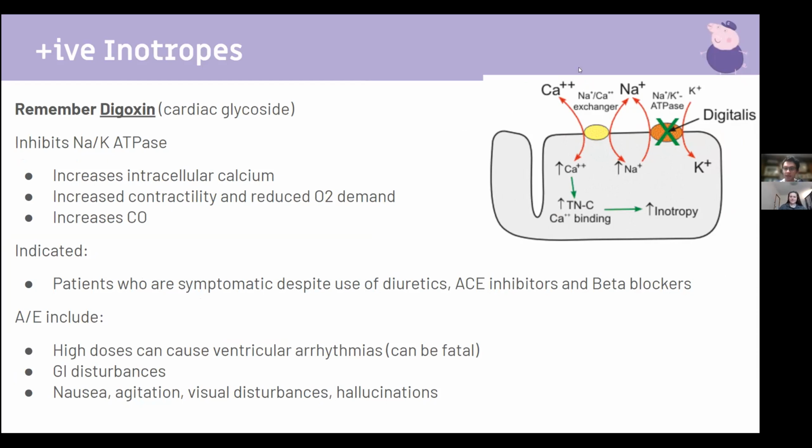Katja, do you mind just getting it? It'll come up pretty quickly if you just type in digoxin. Yeah, we'll do. And then we'll work through that.